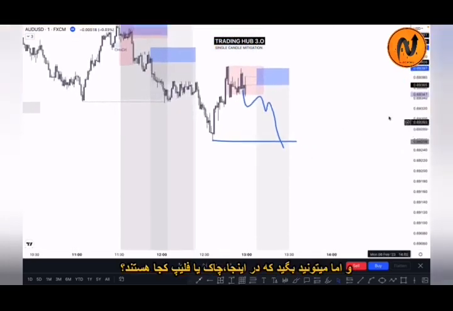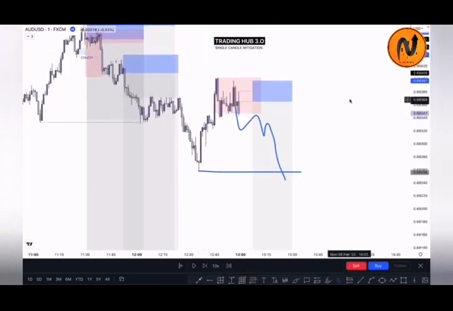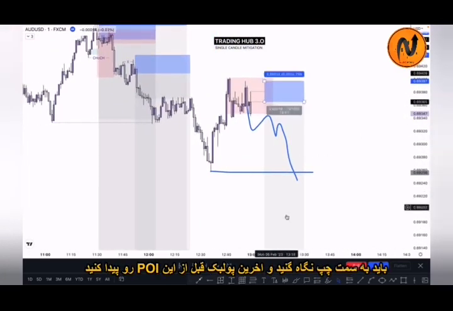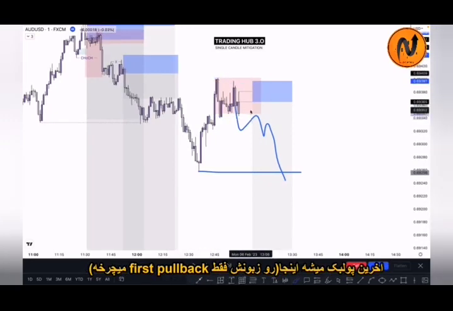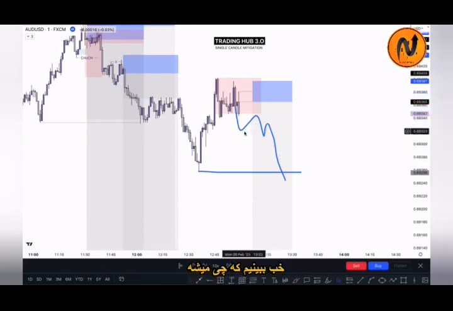And if you can see here, where is our CHoCH and flip entry model here. You have to check on the left side where is our first pullback after taking out this one, because this one is our POI zone, correct? So you have to identify where is our first pullback, this one, correct? So if market breaks this one, this becomes our CHoCH, and after CHoCH we can sell after taking out the inducement, correct? So let's see what happened next after this one, okay?